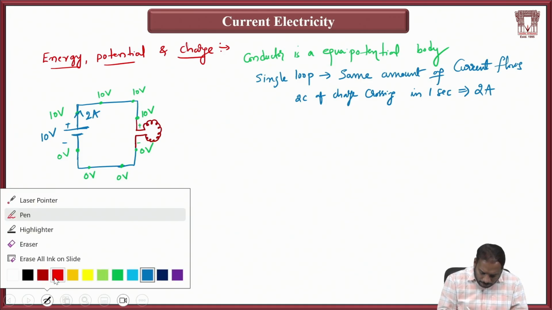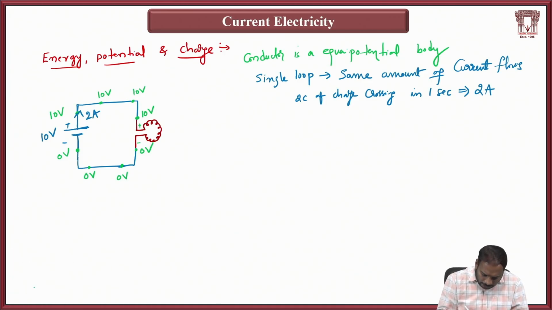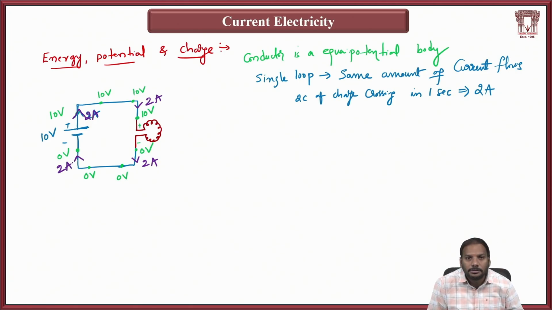I'll mark this one with a different color. So observe clearly. The current coming out of the battery is 2 amperes. The current entering the bulb is also 2 amperes. The current leaving the bulb is also 2 amperes. And the current entering the negative terminal of the battery is also 2 amperes. So the same 2 amperes of current will run throughout this single loop. So that is the idea.